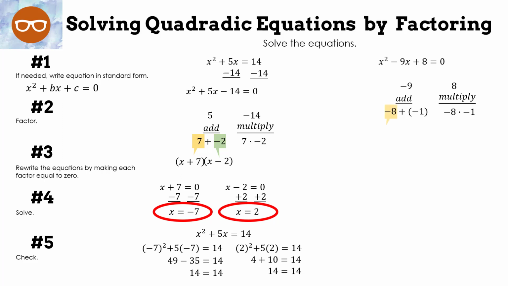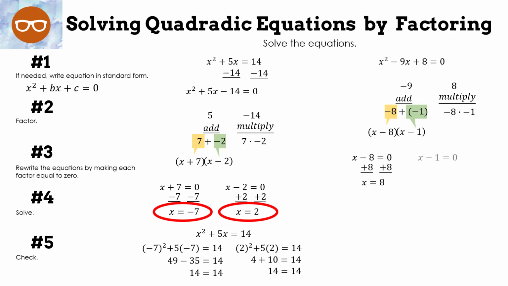So there we have it, our magic numbers. And we just rewrite x minus 8 and x minus 1. And we factored it. We need to rewrite the equations by making each factor equal to 0. So I have x minus 8 equals 0. I'm going to solve for x. So I add 8 to both sides, and it turns out that x equals 8.